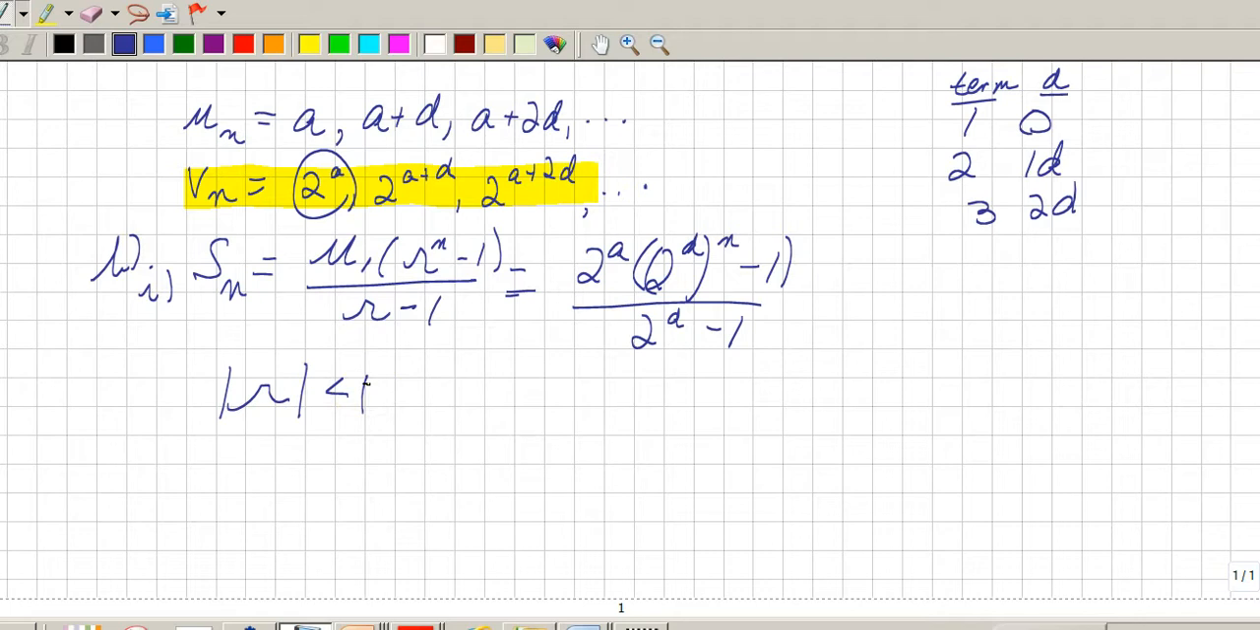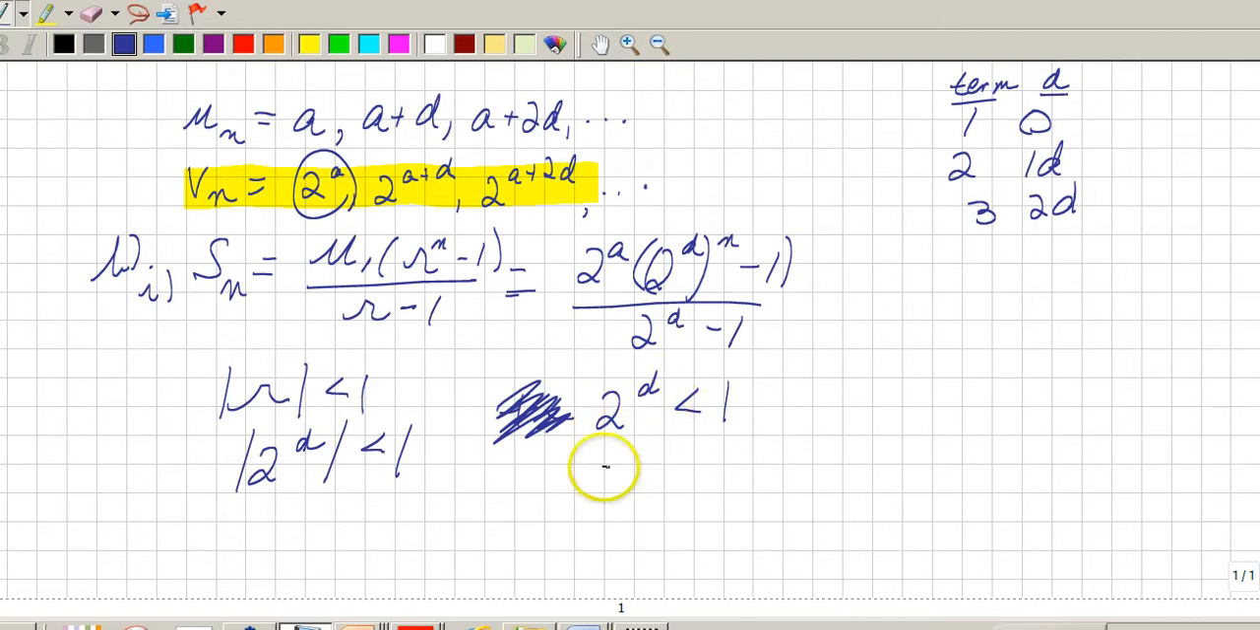So we have to figure out what value of d will make that happen. Well, we know r is 2 to the d, so the absolute value of 2 to the d has to be less than 1, which means 2 to the d has to be greater than -1 and less than 1. If you think about this, 2 to the d is always positive, so we don't really have to worry about the negative part. Just know that 2 to the d has to be less than 1, and we want to solve this for d. We want to find the values of d that make that true.